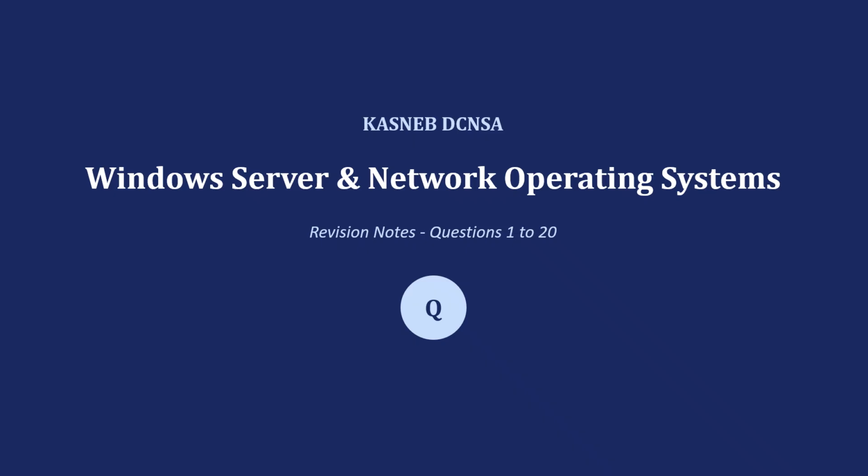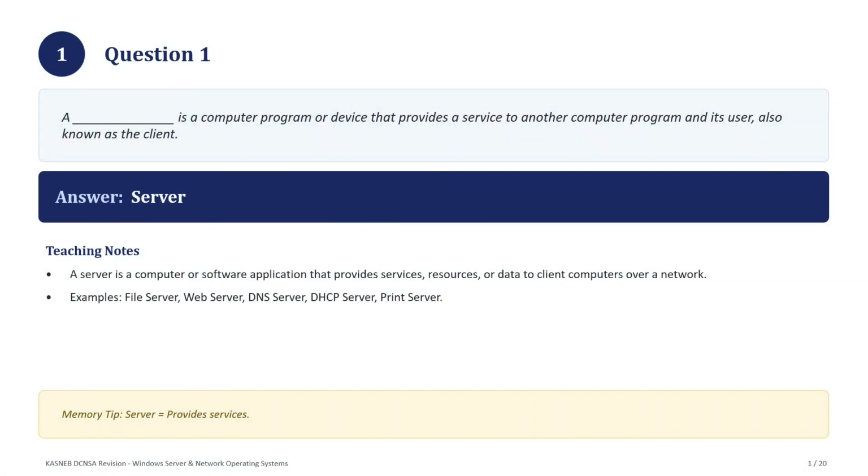Let us begin with question 1. A blank is a computer program or device that provides a service to another computer program and its user, also known as the client. The answer is server. A server is a computer or software application that provides services, resources, or data to client computers over a network. Examples include file servers, web servers, DNS servers, DHCP servers, and print servers. Remember that a server provides services. That is your memory tip.